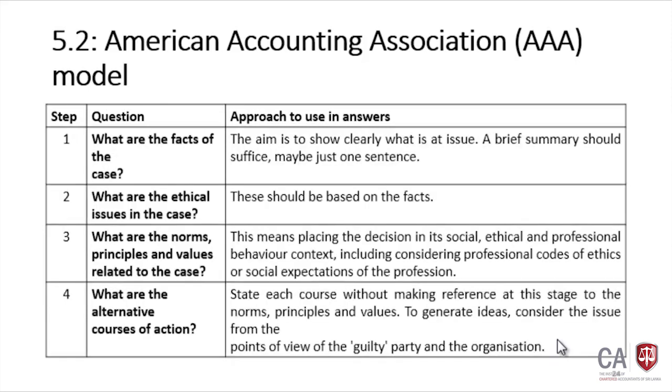So, I will take a small example to go through this process, all 7 steps. For example, suppose you are an auditor, an external auditor. When you are doing an audit at a client, you found suspicious transactions. You question the client.